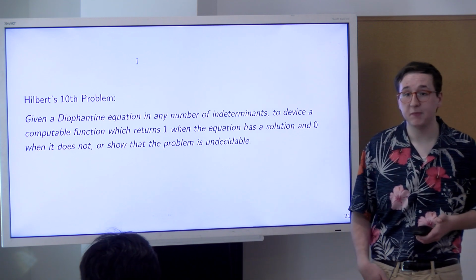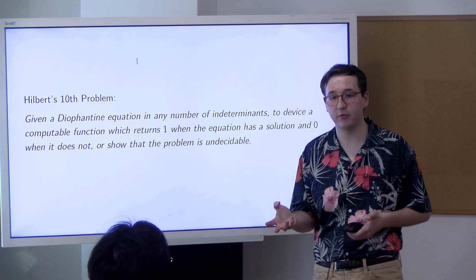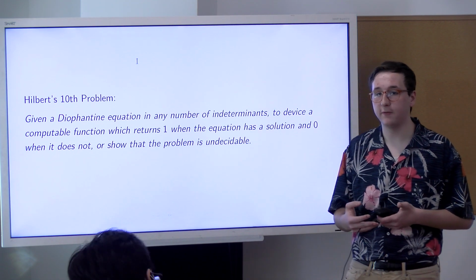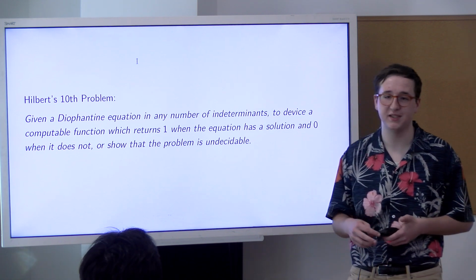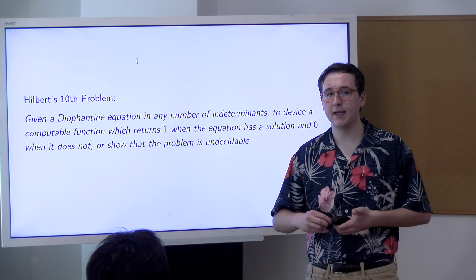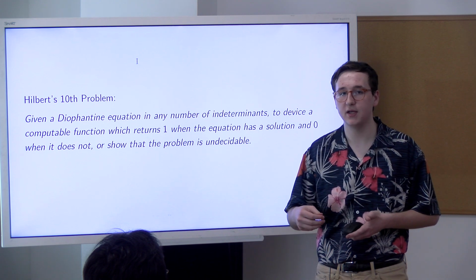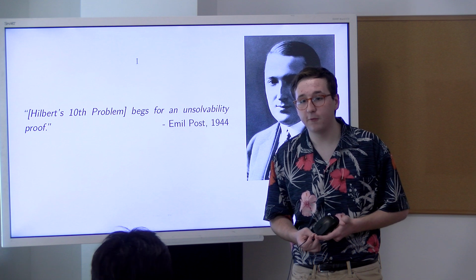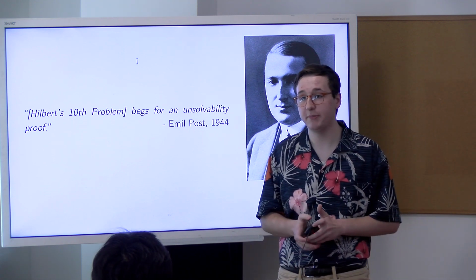Another important thing: Hilbert didn't realize that it was possible for Hilbert's 10th problem not to have a solution. He was a formalist, meaning he believed that mathematics was sort of an exercise in pushing symbols around. Only after the work of Kurt Gödel did they realize that these types of questions could fail to have a solution. In 1944, Emil Post famously said that Hilbert's 10th problem begs for an unsolvability proof.